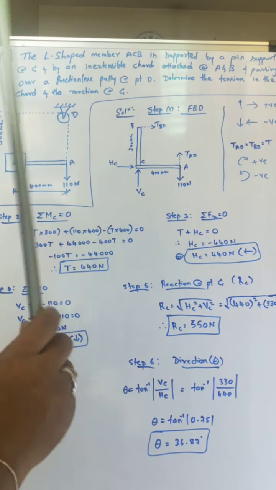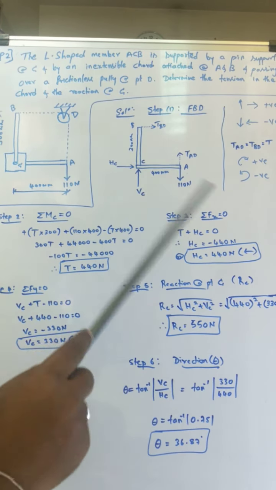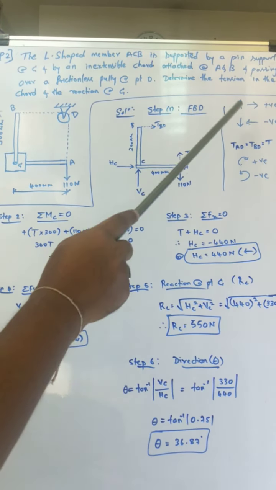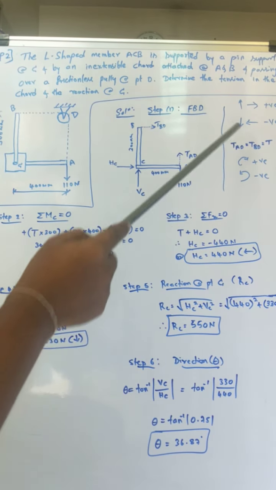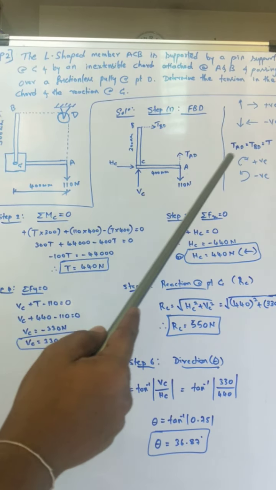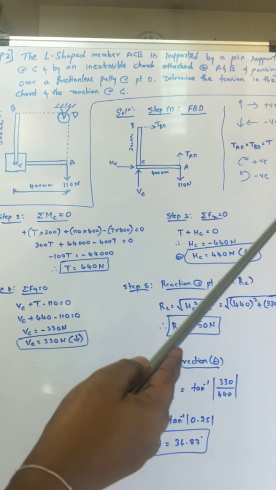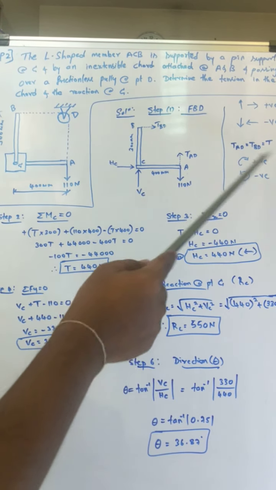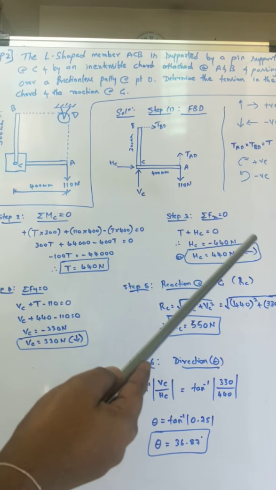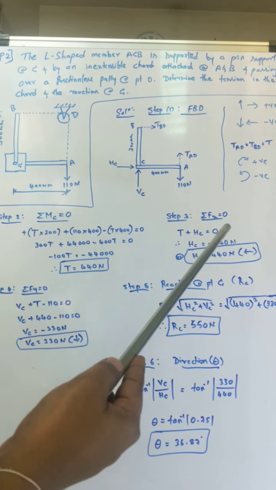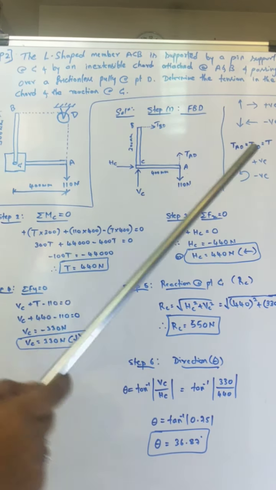Okay? And one more important point is you need to give the sign convention. What I am going to take is upward force and right side force as positive, and downward and left side force as negative. If the force is acting in the clockwise direction, then it is considered positive, and if it is anti-clockwise, then I am going to consider it as negative. So these are the sign conventions I am going to consider.